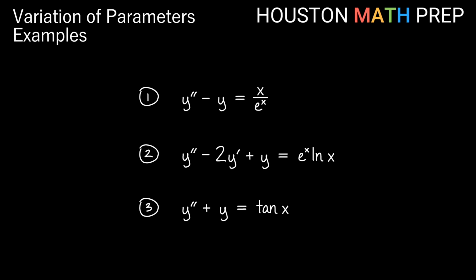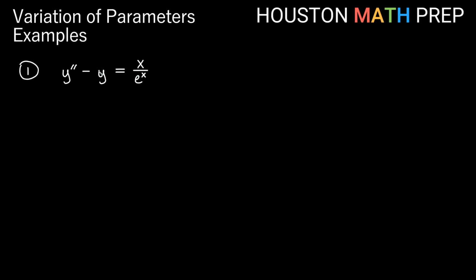order non-homogeneous linear equations with constant coefficients for differential equations. In this video we're going to work the three examples that we have pictured here, so you can skip to a particular one if you'd like, or just follow along as we go. For the first one here, y double prime minus y equals x over e to the x.